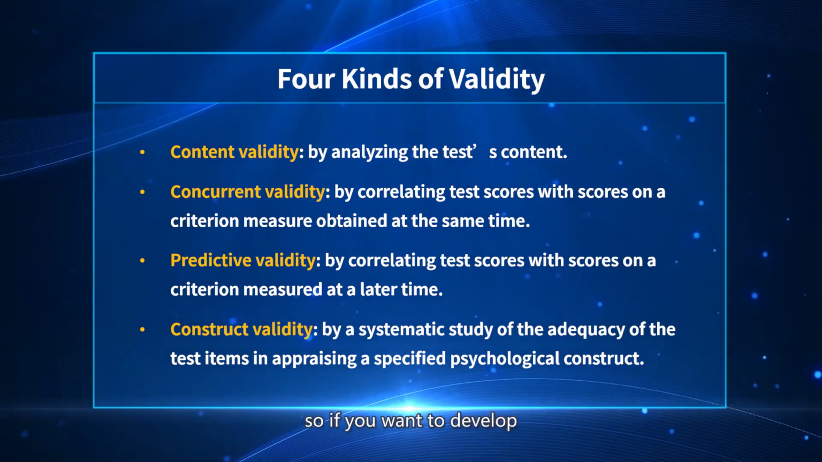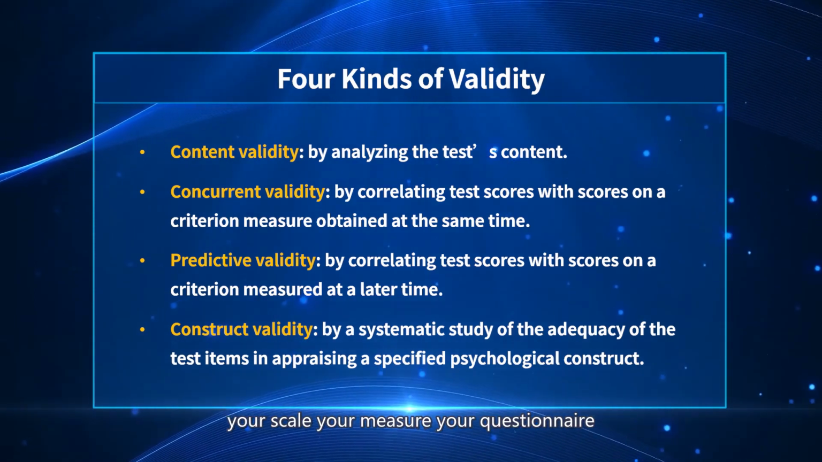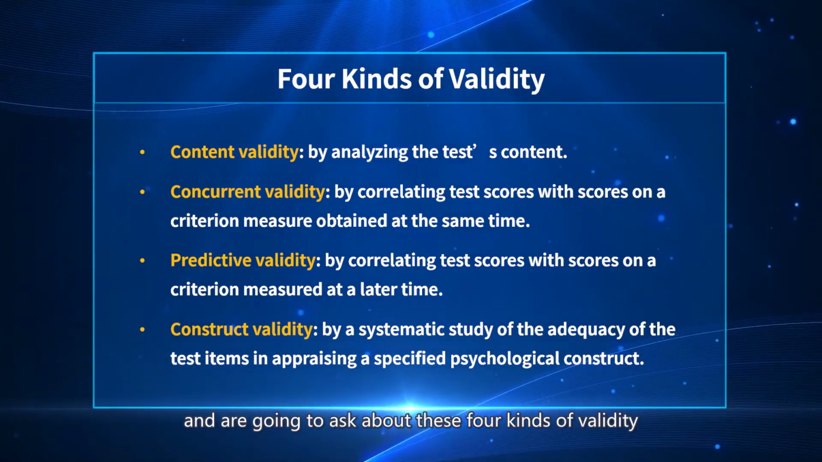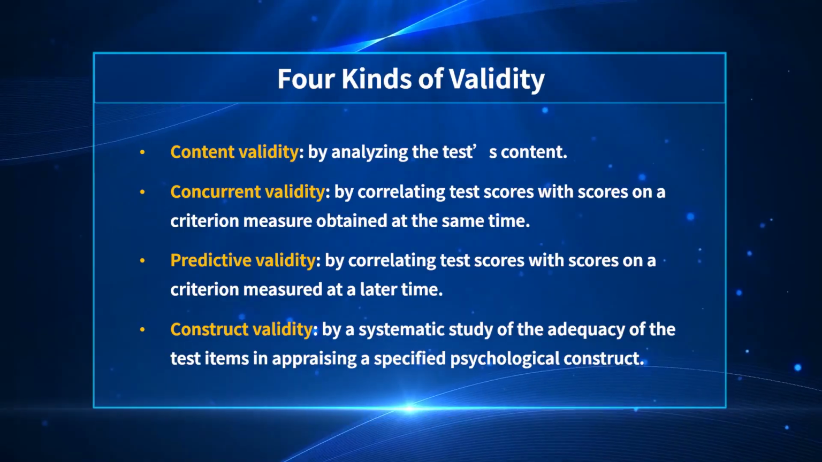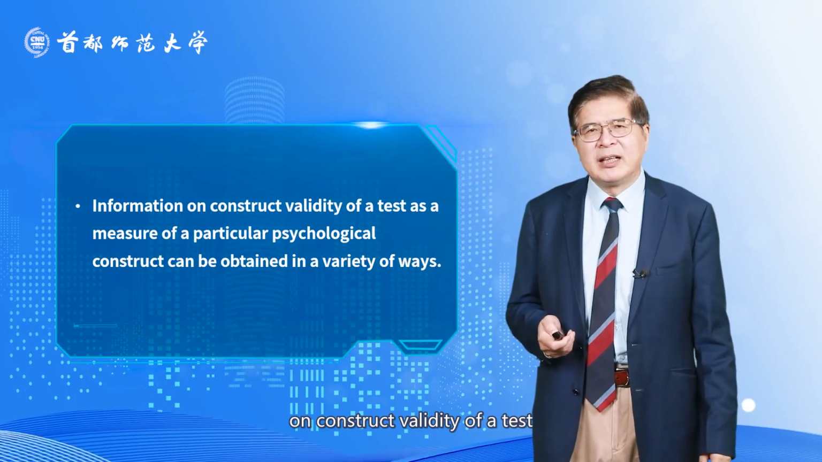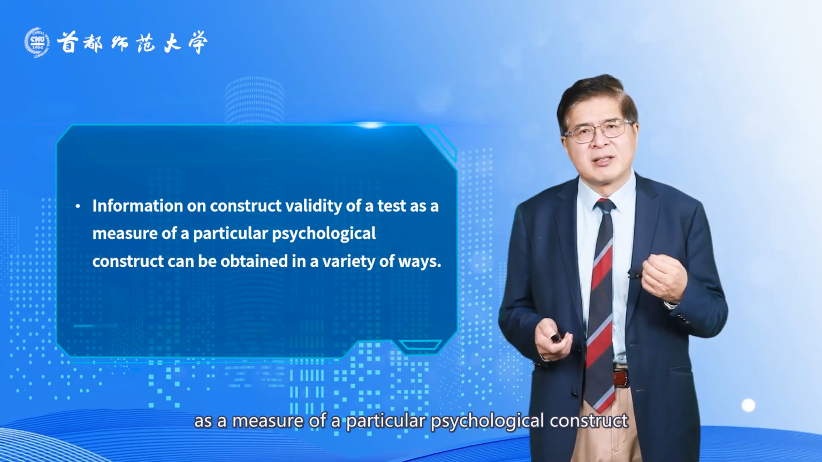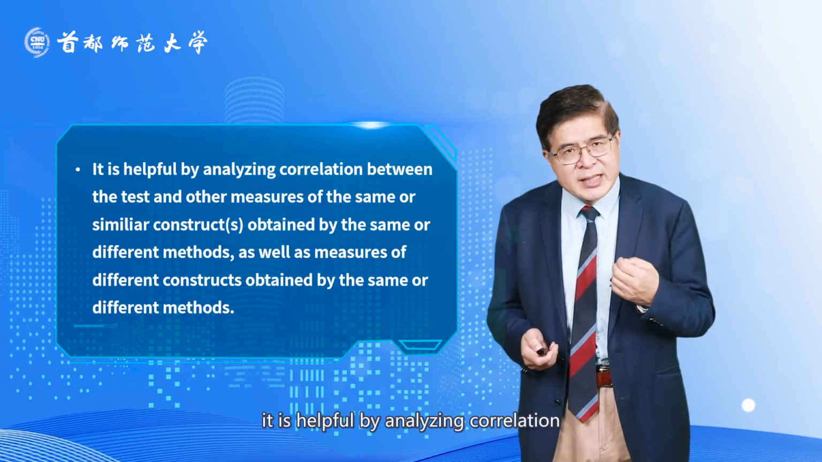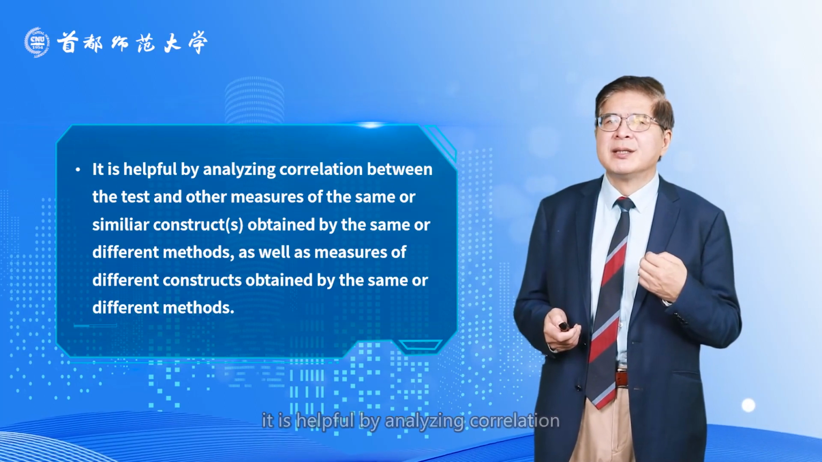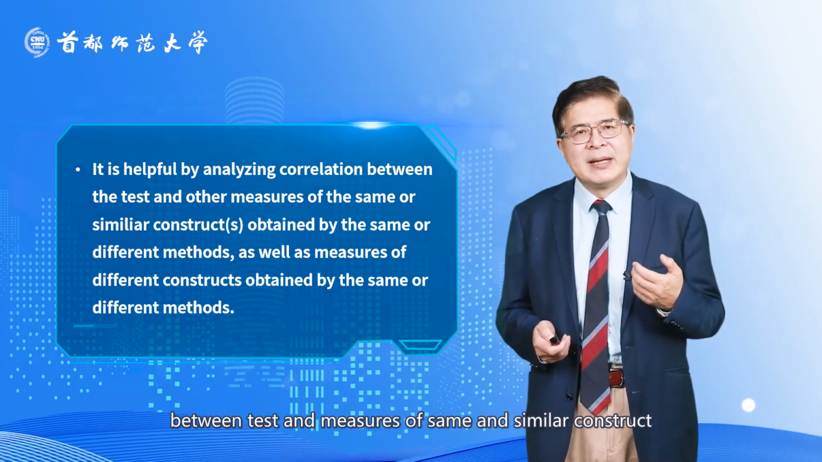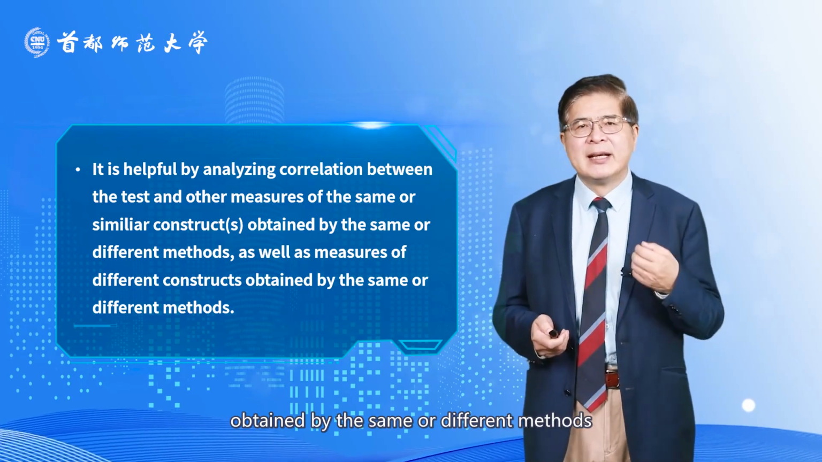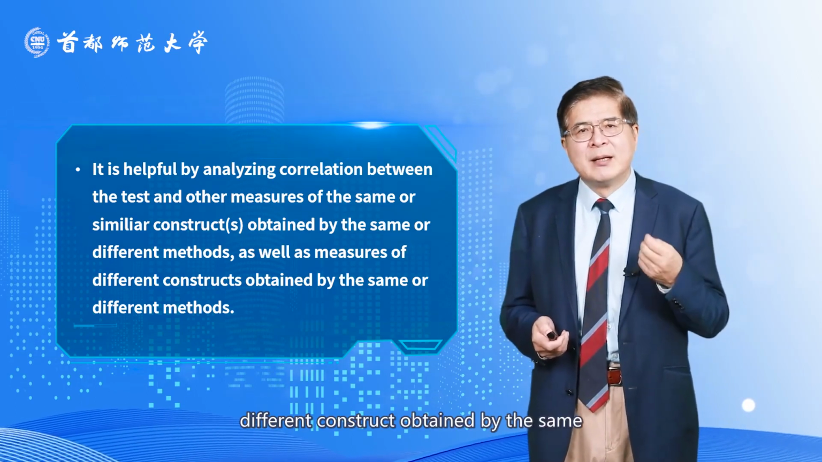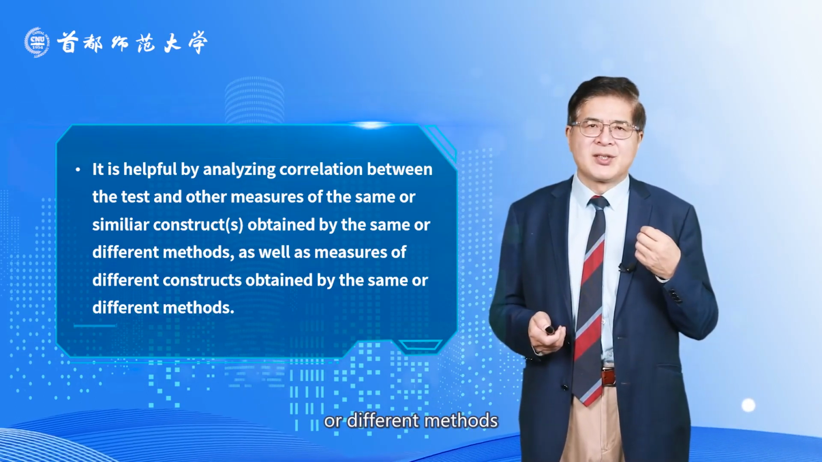So if you want to develop your scale, your measure, your questionnaire, people are going to ask you questions about validity, and they're going to ask about these four kinds of validity you have to report. Information on construct validity of a test as a measure of a particular psychological construct can be obtained in a variety of ways. It is helpful to analyze correlations between the test and measures of the same and similar constructs obtained by the same or different methods, as well as measures of different constructs obtained by the same or different methods.